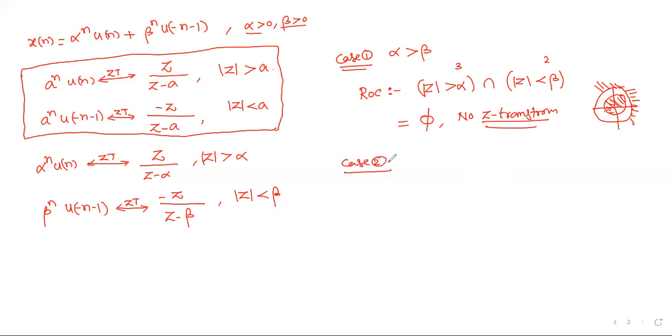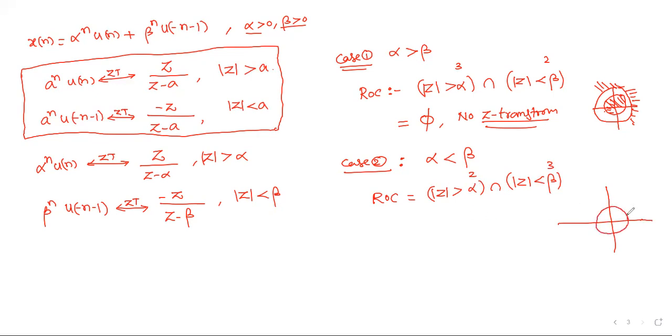Case 2, if alpha is less than beta, what is the ROC here? Mod Z greater than alpha intersection mod Z less than beta. Just for example, beta is the greater value, so this is 3 and this is 2. Now if I draw a circle with radius 2, here is the circle with radius 2.